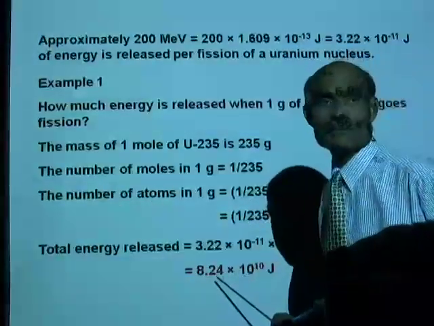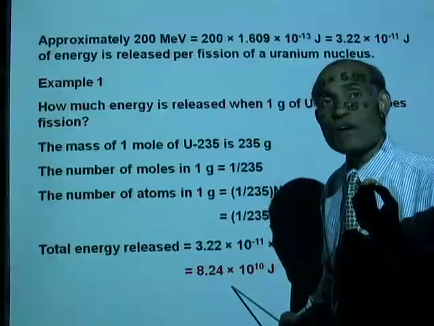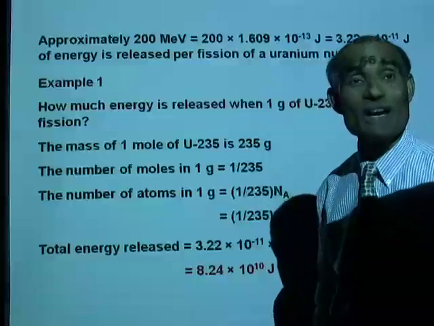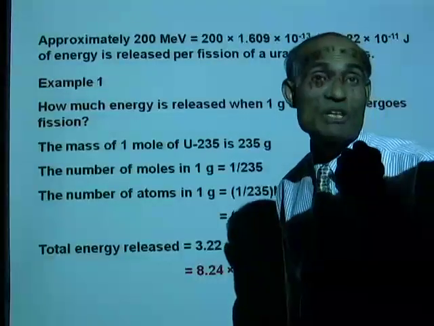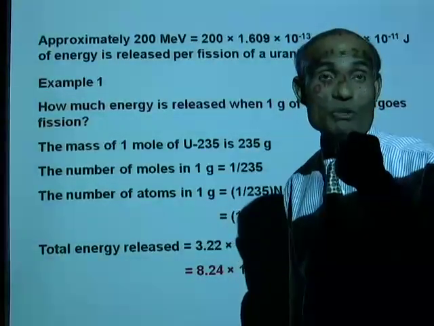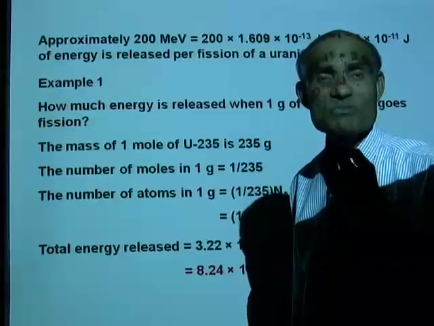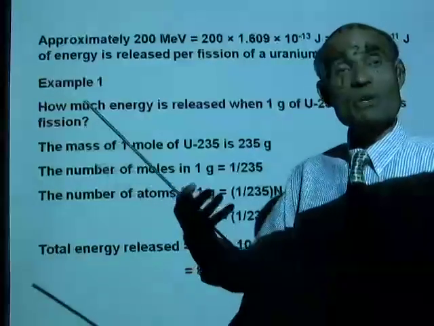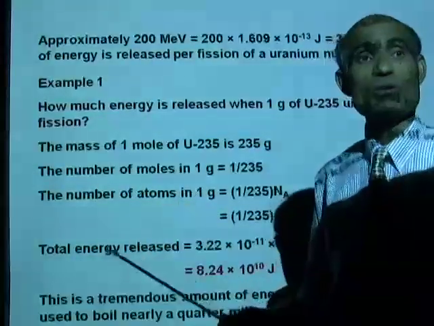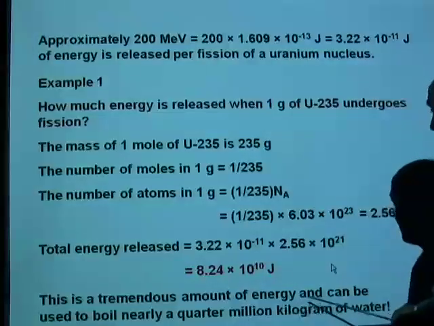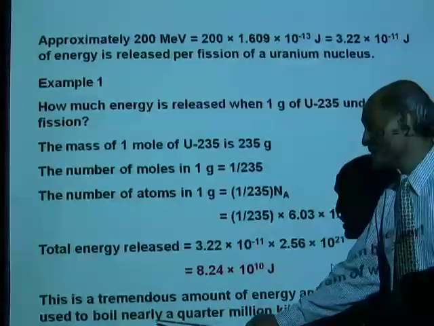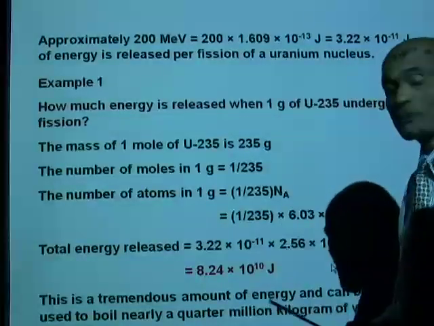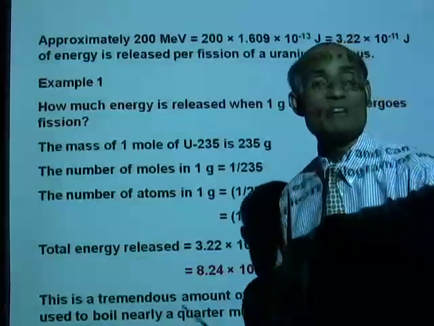Now, this is a tremendous amount of energy. Can you calculate how many kilograms of water can be boiled using this energy? Knowing that the energy absorbed by water in boiling will be mass times specific heat times the change in temperature, you can do a rough calculation and see how many kilograms of water can be boiled. Nearly 250,000 kilograms of water can be boiled using that much energy.